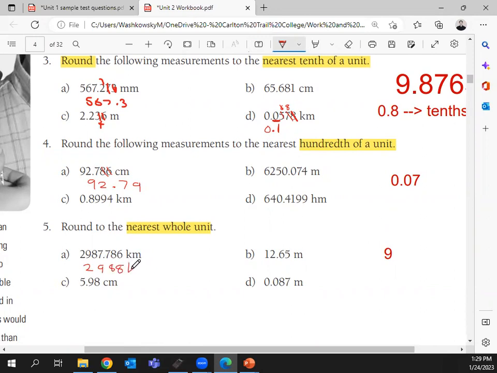So really quickly, I'll give you 1 minute. Just work on questions 4 and 5. We'll go over the answers in 1 minute. Just do your best guess there, okay? So 1 minute, finish as many of those as you can. Round them to the hundredth and to the whole number.